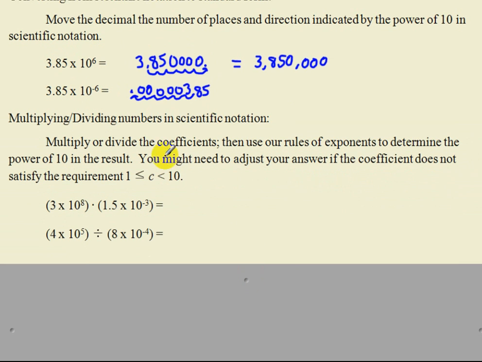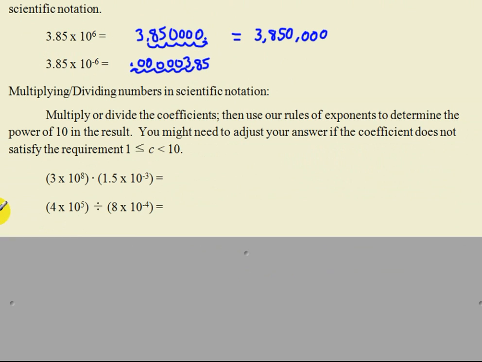Alright, now what about if you have to multiply or divide numbers that are in scientific notation? Well, look at the coefficients first, then look at your powers of 10, and use those rules of exponents that we've been working with. So here we have for our coefficient 3 times 1.5, and then for our power of 10, because we're multiplying, we add the powers. So 8 plus negative 3.